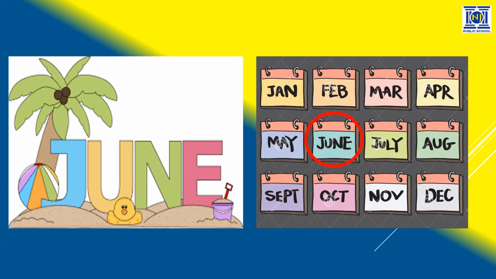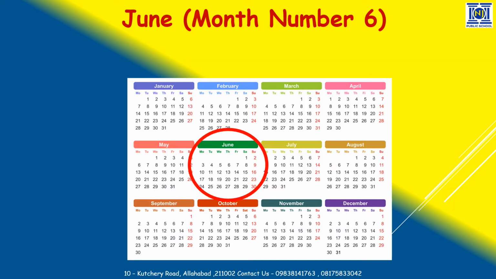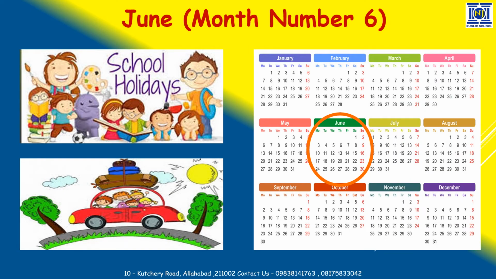Next month is the month of June. Children, the month number of June is 6. Can you see over here the date which I have written? It is 7/6/2020. So how do we read it? It is 7th June 2020. And during the month of June, it is holiday time.